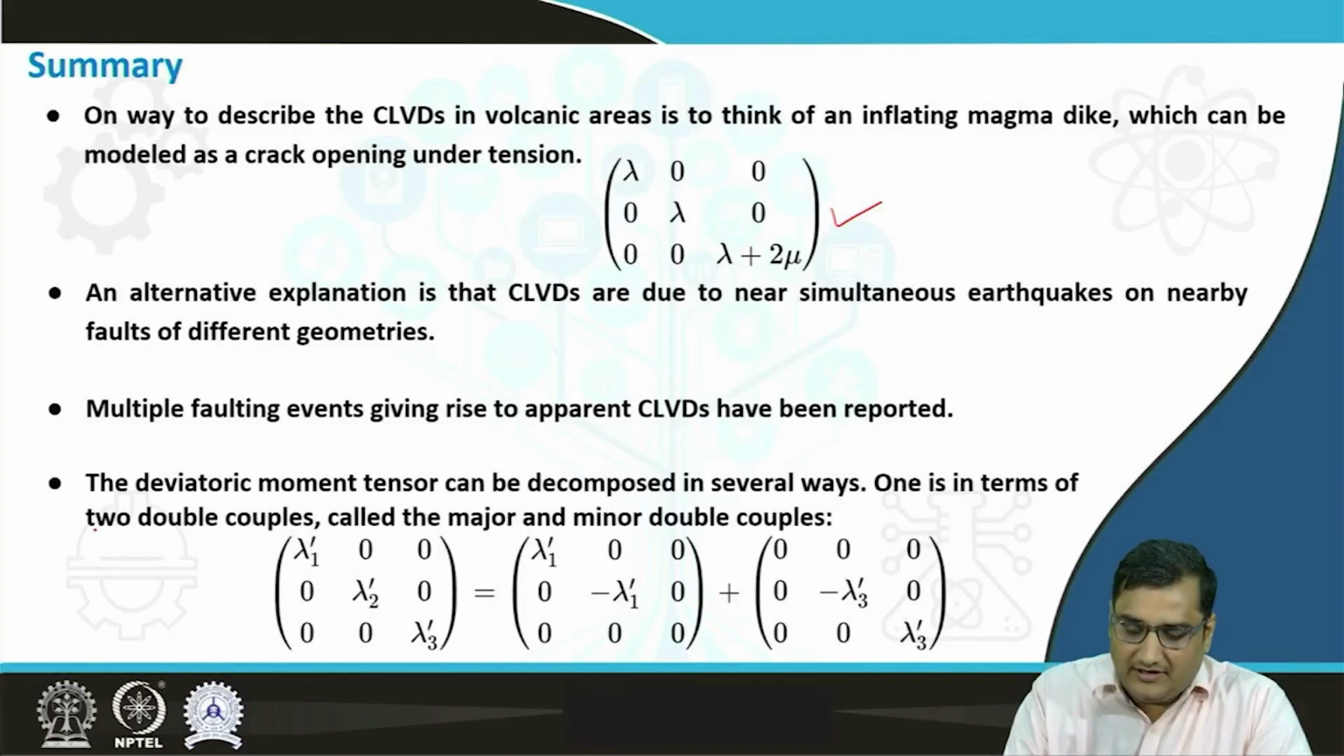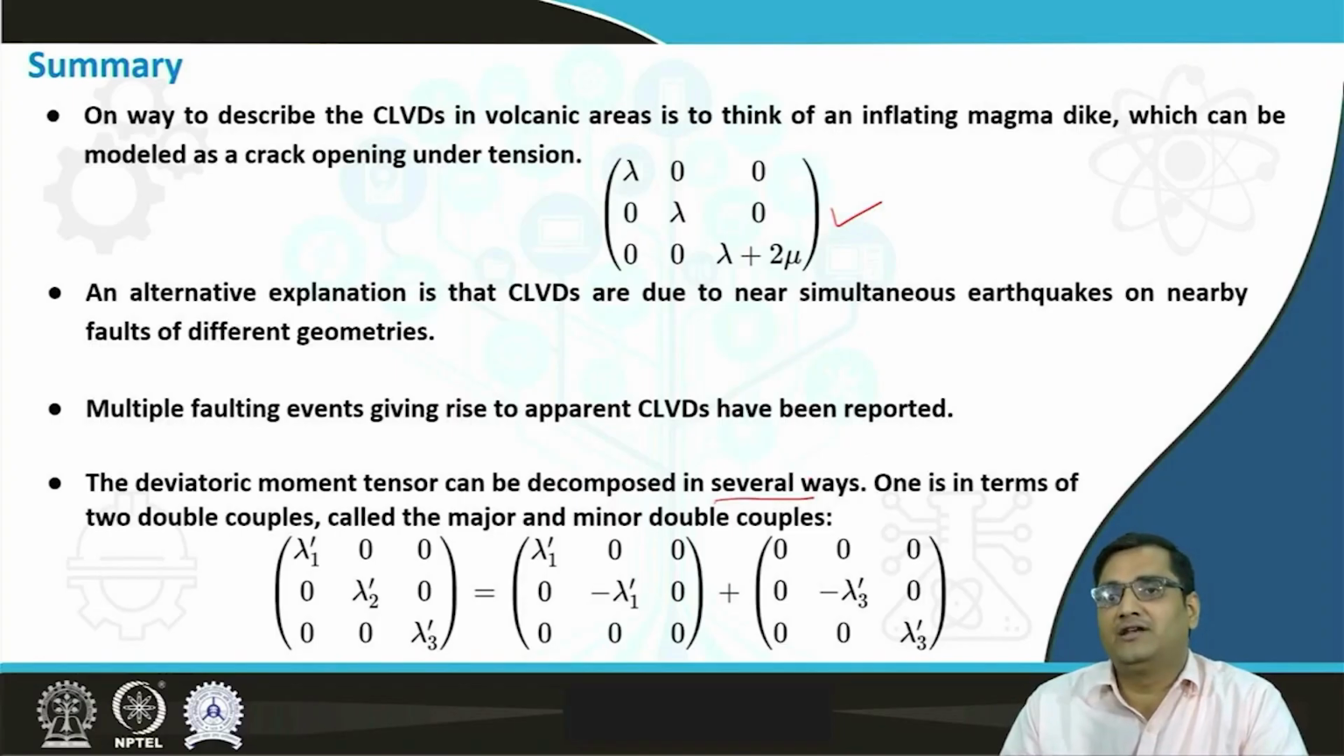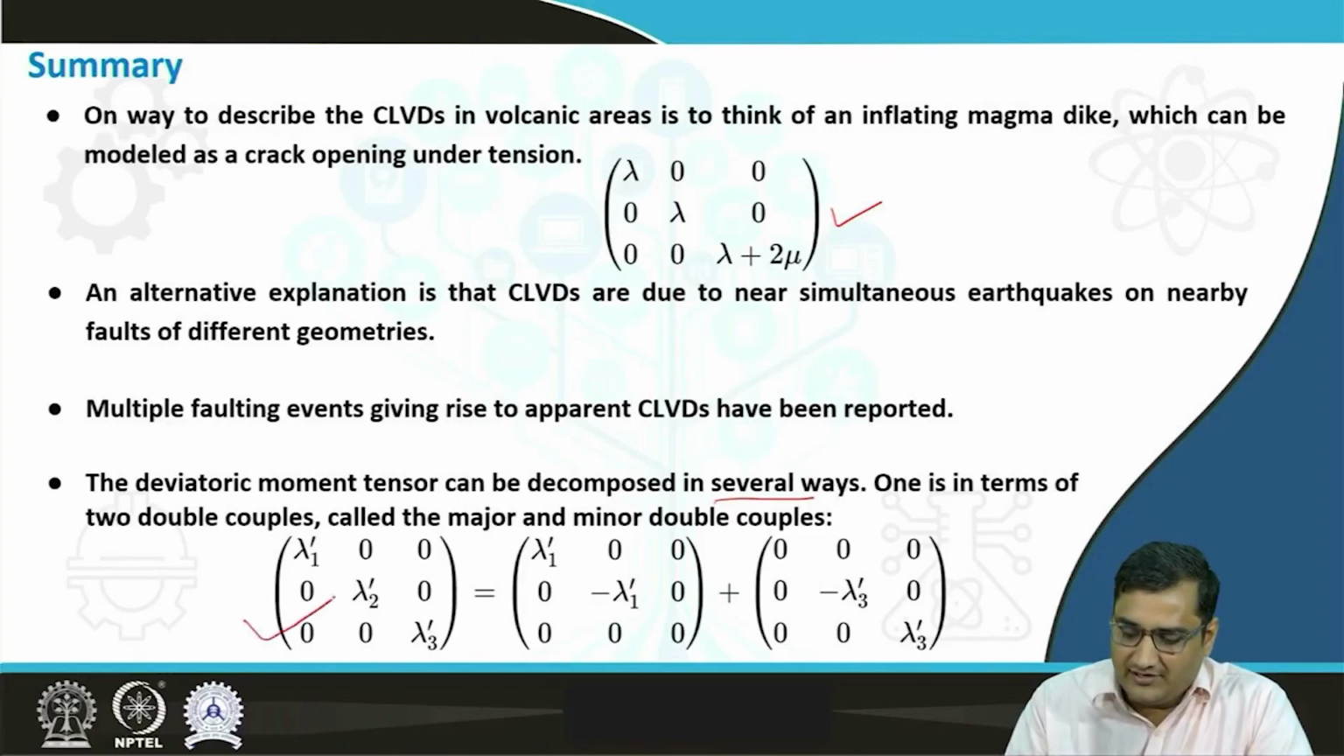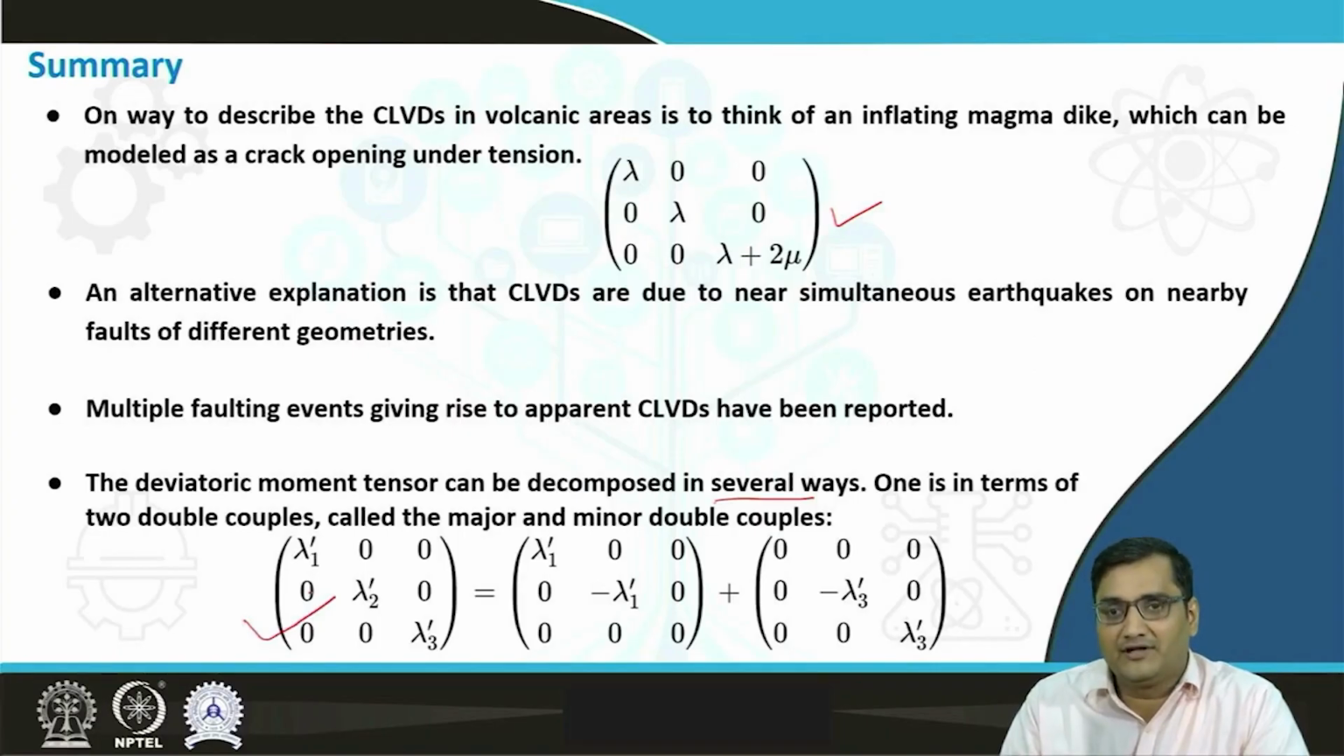And the deviatoric moment tensor can be decomposed in several ways. One has the major double couple and another has the minor double couple. So let's suppose this is your deviatoric moment tensor. It can be represented into its major double couple and its minor double couple.